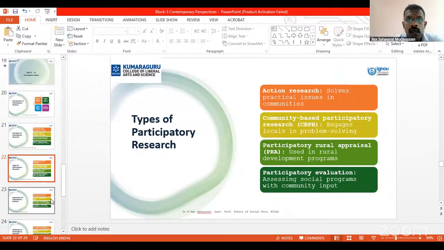So one of the types of participatory research is participatory evaluation.